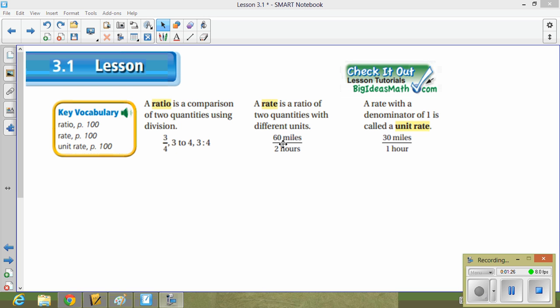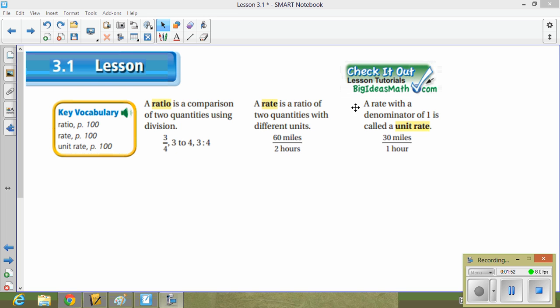Quantity means, if you take a look at miles, that's one quantity, one label or one unit. And hours is another label or unit. So we're comparing miles to hours. So we go 60 miles in 2 hours. Or if we take a look at a recipe, 6 eggs to 3 cups of flour, and any other units that we can compare and put together.